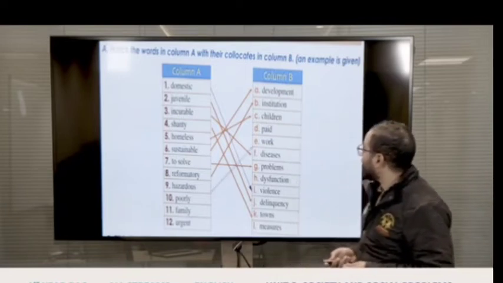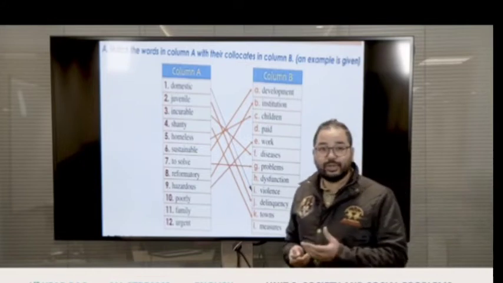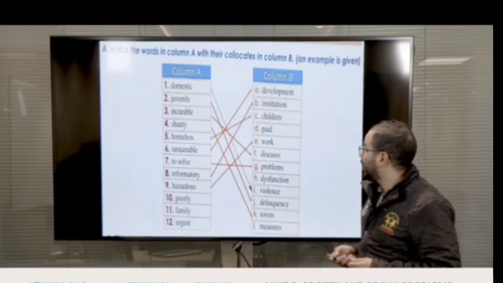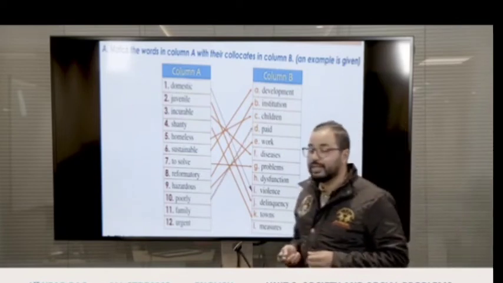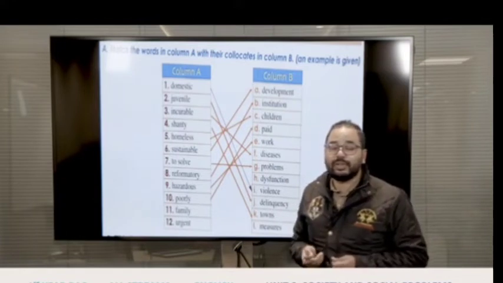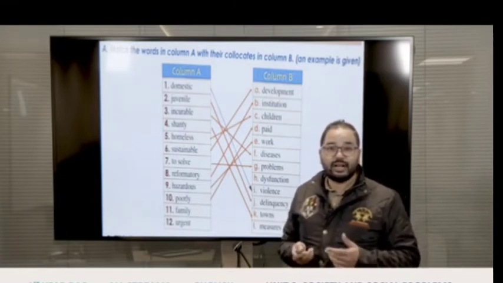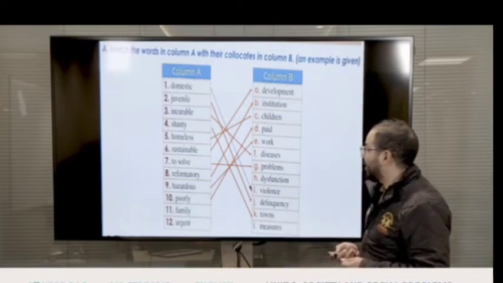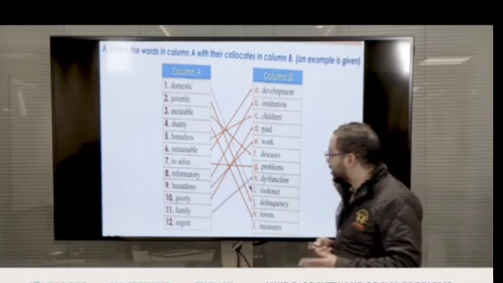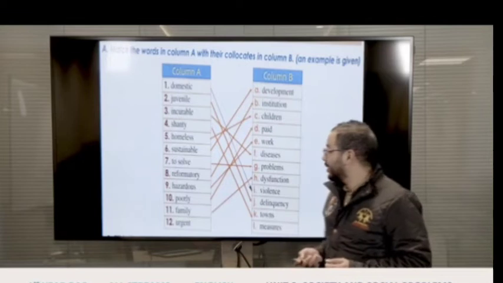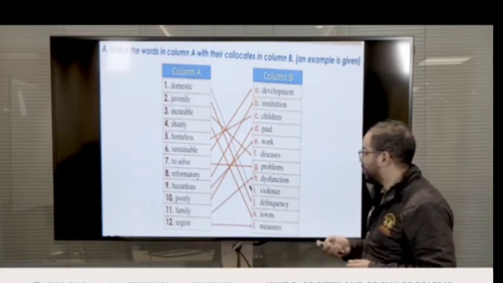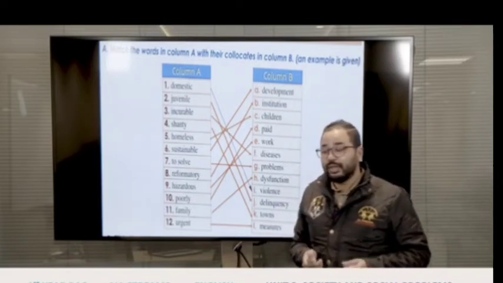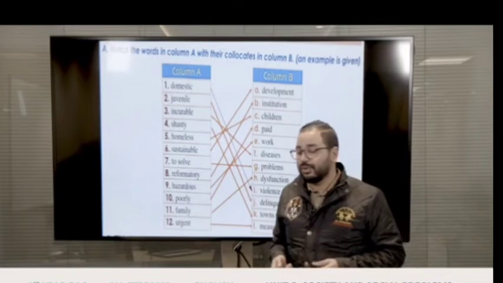Hazardous work, which means risky work, where there is a risk, a dangerous work, like miners, for example. Poorly paid, okay, there are some people whose wages or salaries are not very high, so they are poorly paid. We're talking about salary here. Family dysfunction, which means problems in the family. And urgent measures, which means if there is a disaster, for example, urgent measures should be taken to solve or to help people.